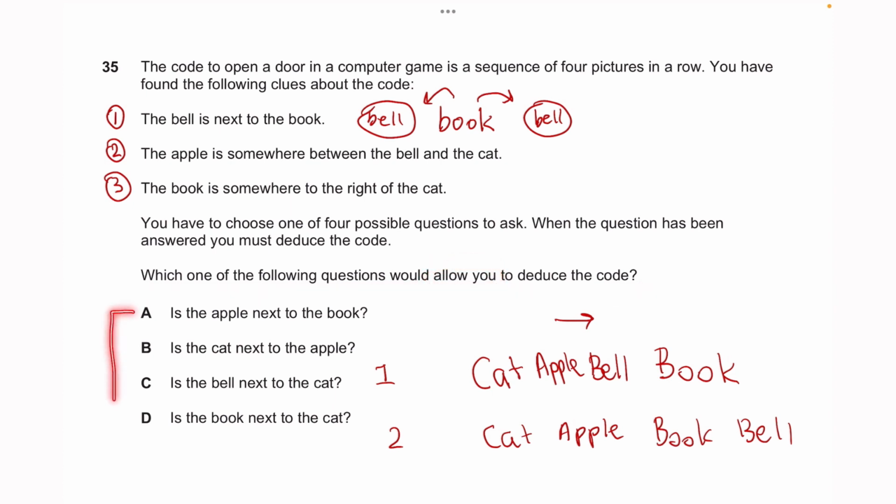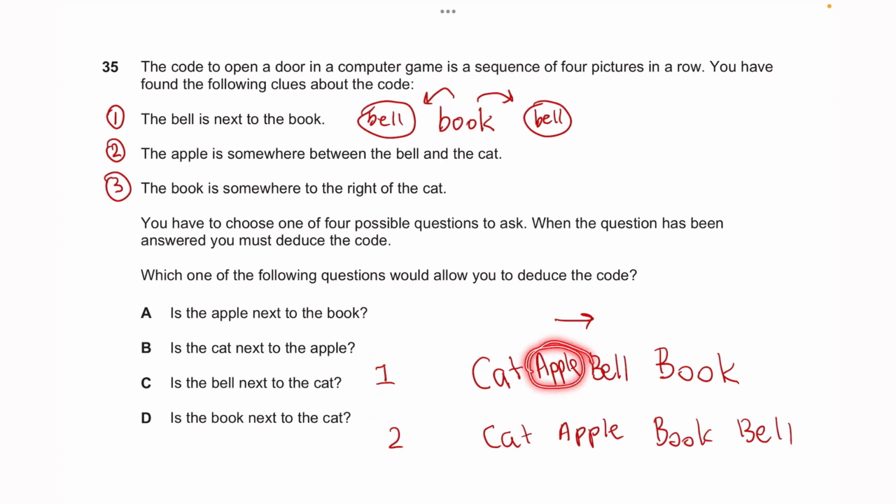And so we've got options A, B, C, and D, and we need to choose which one would help us crack this code. And so let's go through this. A, is the apple next to the book? Well, if we are able to see if the apple is next to the book, we'd be able to then see if it is option 1 or option 2, okay?